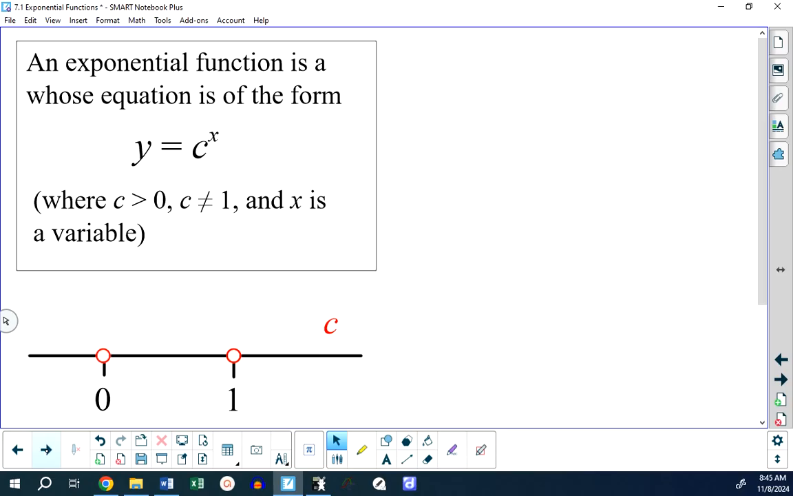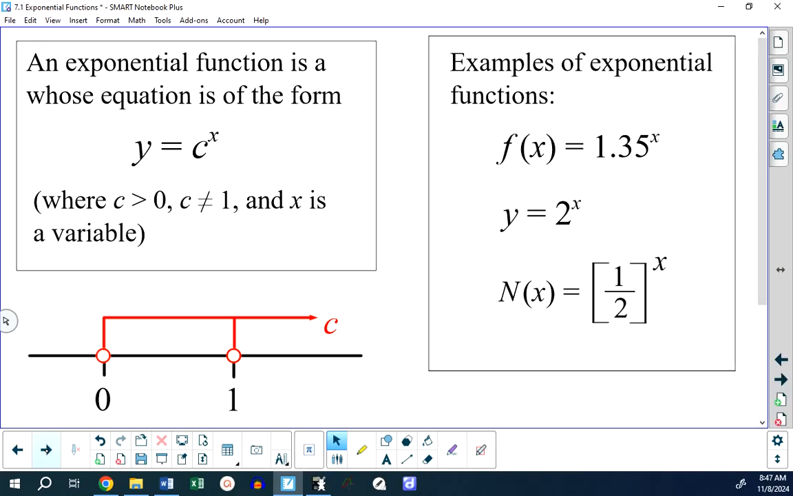So this is a nice visual here. And we're going to be tripping back to this a little bit later, but in your notes you've got this statement. It may look a little bit different. This statement given, it's showing you the allowable values of c. If this is 0 and this is 1, c is not allowed to be 0, not allowed to be 1, but it can be any number in between them or bigger. And depending on where c is, if c is between 0 and 1, the exponential function has a certain property that's different than the property it would have if c is greater than 1. Okay? So those are examples of exponential functions.